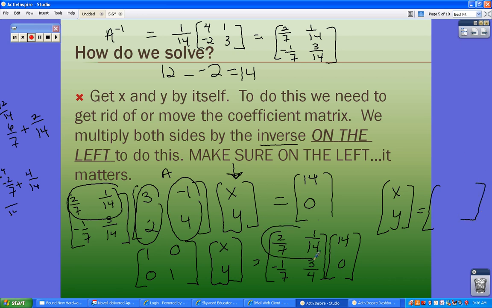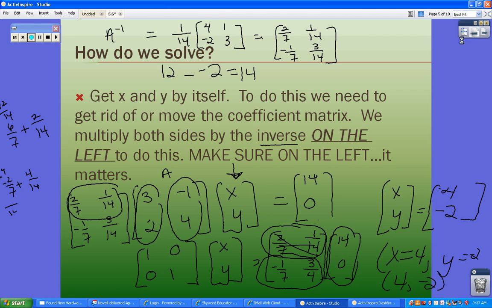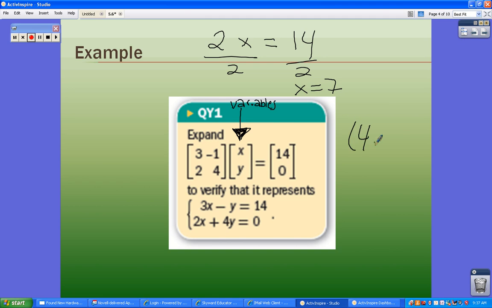Okay. 2 times 14 is 28. 28 over 7 is 4, plus 0, just 4, because 4 plus 0 is 4. Done with this one. Negative 1/7 times 14, that's negative 14/7, that's negative 2, plus the 0, so I get 4, negative 2. This is telling me that x equals 4 and y equals negative 2, or my ordered pair is 4, negative 2. These two lines that I had on this previous slide are going to cross at 4, negative 2.